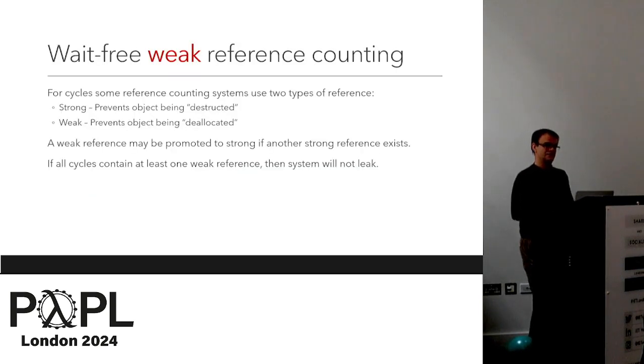In the reference counting literature, there are things called weak references. These are basically references that keep the object alive, but not really. You break down the idea of deallocating an object into running the destructor and reclaiming the memory. Running the destructor is when the strong reference count reaches 0, and actually reclaiming the memory is when the weak reference count reaches 0. This is nice and simple.